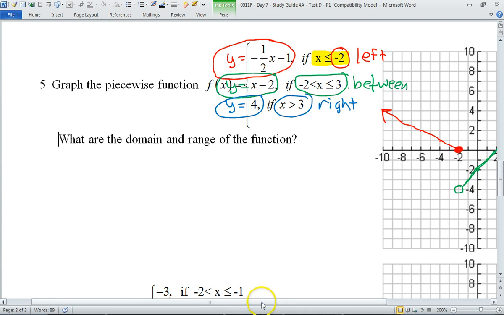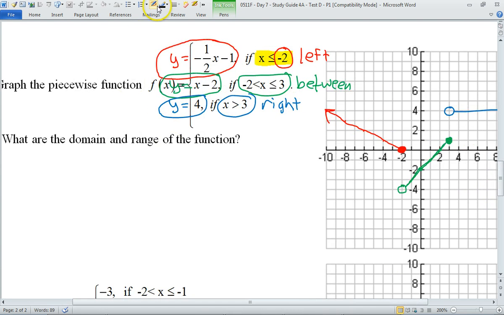Oh, we're supposed to say the domain and range first. Okay, the domain and range. Domain, once again, is negative infinity to positive infinity. Okay? It doesn't have to be. The domain is not always negative infinity to positive infinity. Now the range.